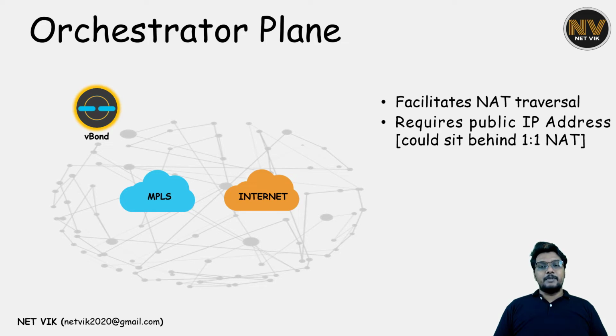It requires a public IP address. When we bring up a vBond, wherever it may be, in a cloud or on-prem, if the vBond is sitting behind a NAT, it should be a one-to-one NAT. Also, we have to make sure that every device in the network is able to reach the vBond IP in any given case. It is highly resilient. We can have multiple vBonds in a network for redundancy. Mostly it will be one in DC and one in DR.